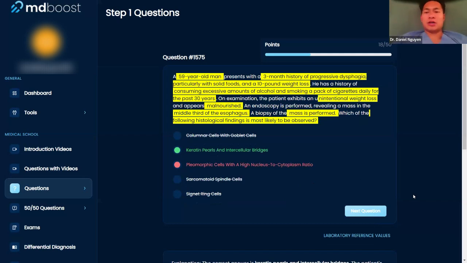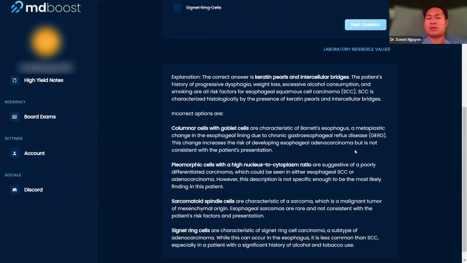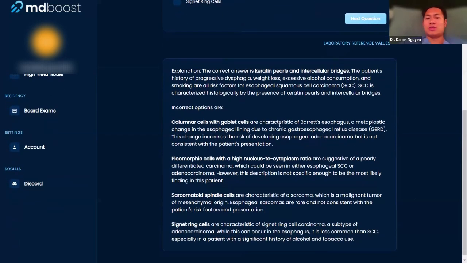So it's actually B more here. B is keratin pearls, and that means squamous cell carcinoma of the esophagus, right? That's mainly dealing with smoking and alcohol. GERD is going to be something different. That's adenocarcinoma, which is usually Barrett's esophagus with columnar cells and goblet cells, right?